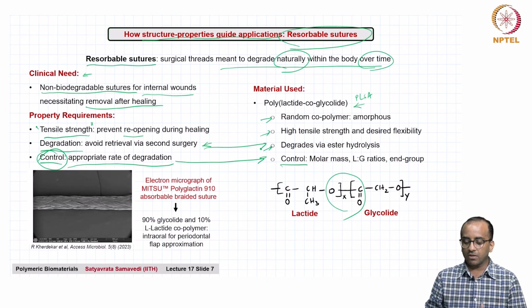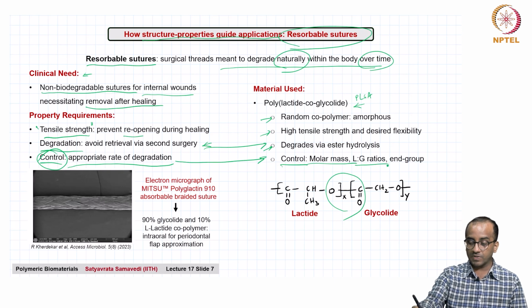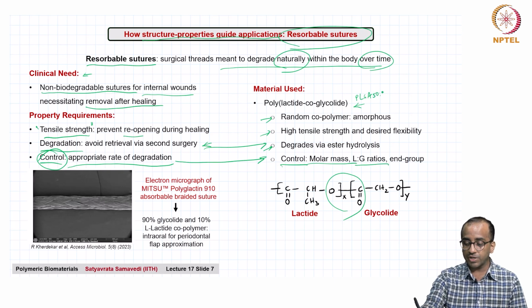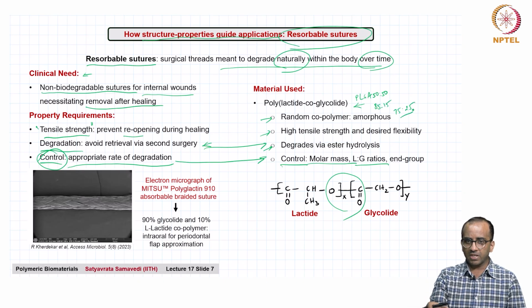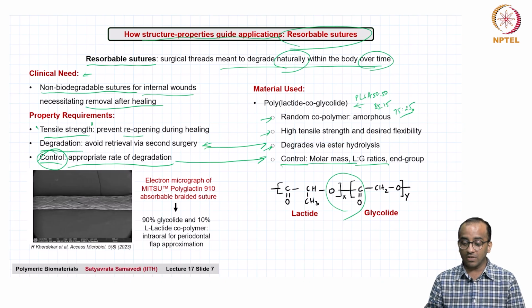The degradation can be controlled through tuning the molar mass by changing the L to G ratio. So we have seen that you can have different varieties of PLGA: PLGA 50-50, 85-15, 75-25, etc. All of which simply refer to the ratio of lactide to the glycolide groups, and the ratio determines how quickly the PLGA will degrade.